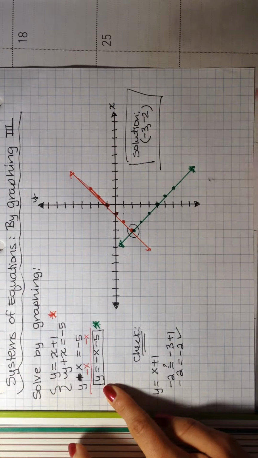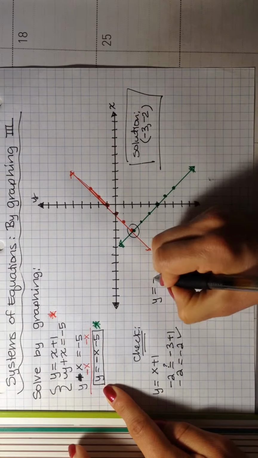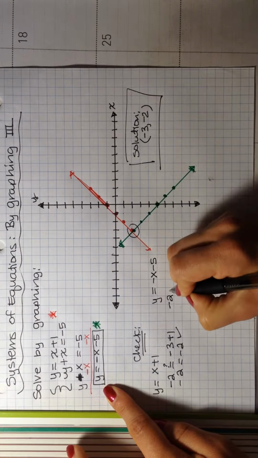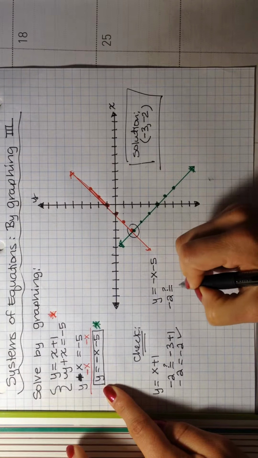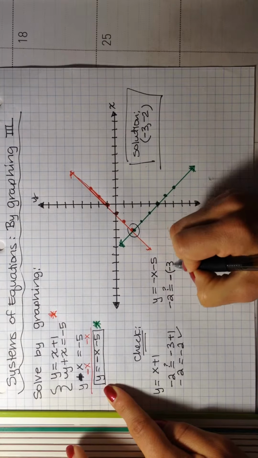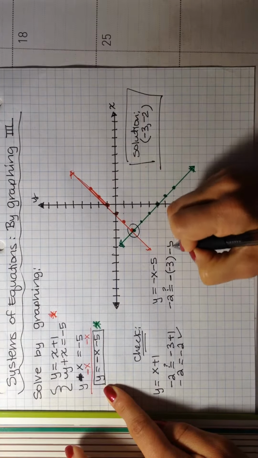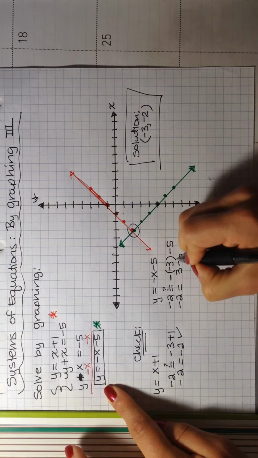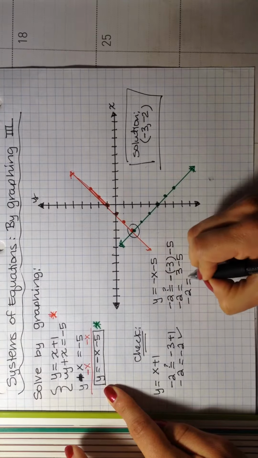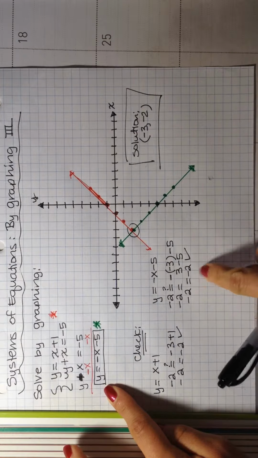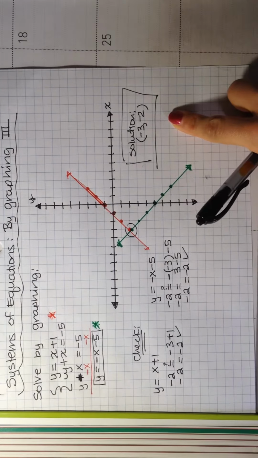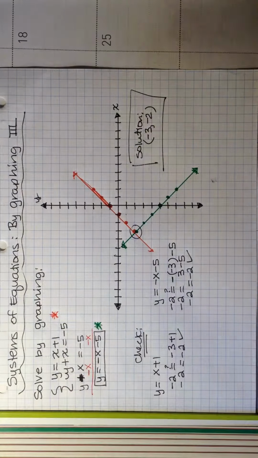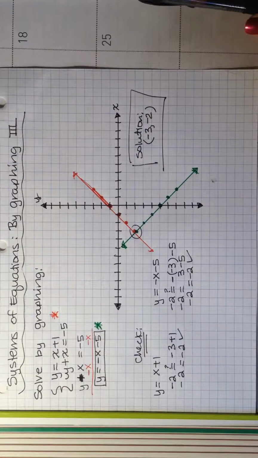Check the second equation. y equals negative x minus 5. Replace y with negative 2. Is that equal to negative of negative 3, be careful with that, minus 5? Negative negative 3 is 3, minus 5. Looks like negative 2 is equal to negative 2. It works for both equations, therefore the solution is correct. Remember, it has to work for both. You can always check your answer this way, no matter what method you're using to solve.